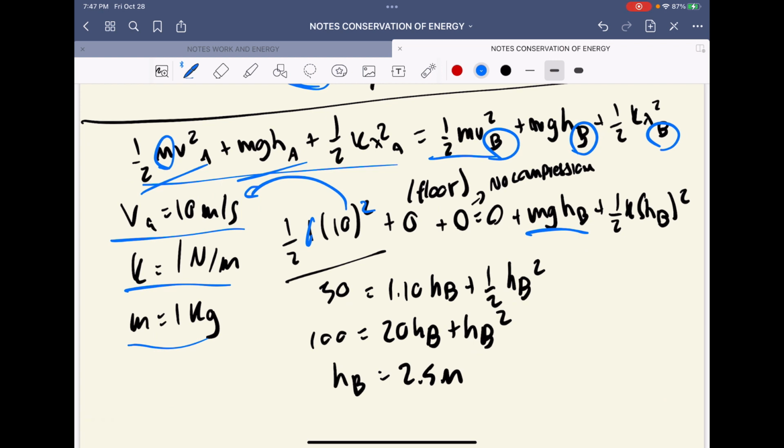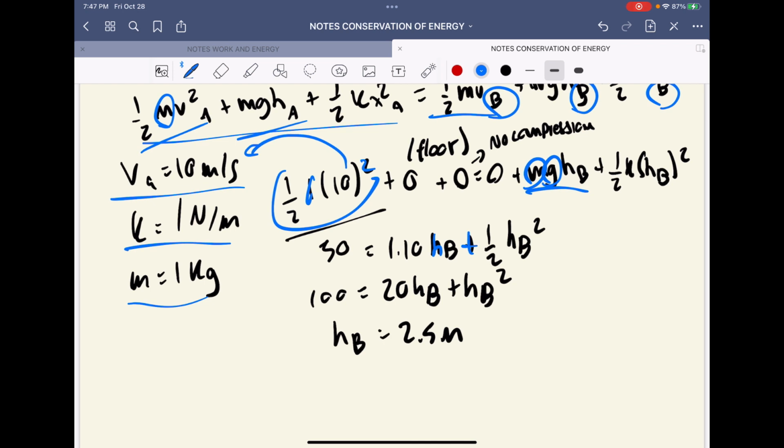Then plugging in the numbers, solving this becomes 50, which is going to be equal to 1 times 10 times h_B, which we don't know yet, and that's what we're trying to solve, plus half h_B to the second, because k is equal to 1 N/m. Then we multiply this by 2, and we get 100 equals 20 h_B plus h_B squared. We multiply by 2 to get rid of the fraction here, and then we just have a quadratic equation. Solving this quadratic equation, that's the number we get. Thank you so much.